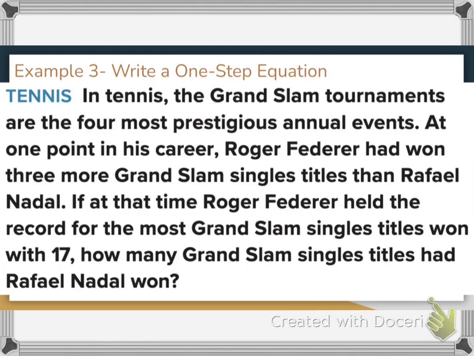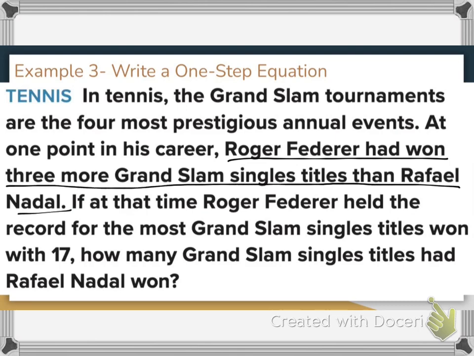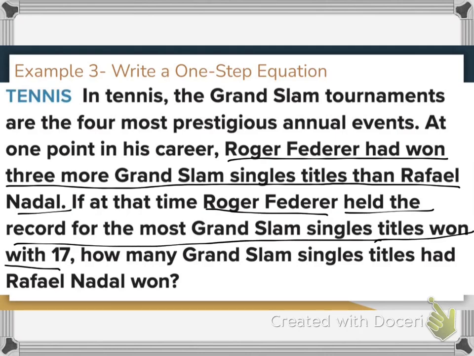A lot of information there, right? So let's talk about writing an equation here. Remember we did that Friday. We need to identify all our knowns and unknowns, right? So we know that Roger Federer won 3 more Grand Slam singles than Rafael Nadal. At that time, Roger Federer held the record for the most Grand Slam singles titles won with 17. Right? So what's my unknown here?